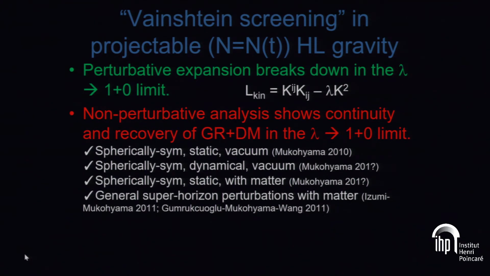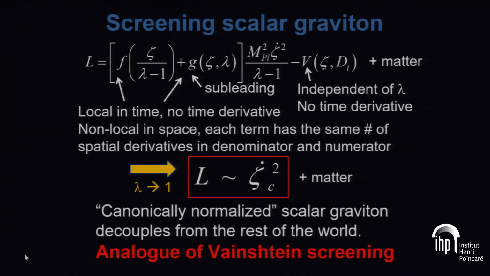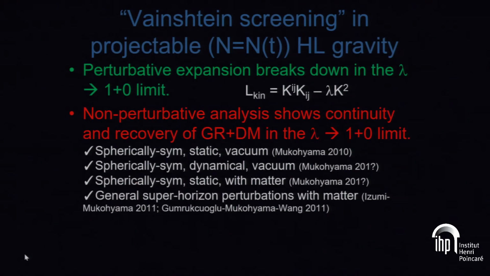Okay. And also if we consider spherical symmetric static with matter, then the same conclusion. Also, interestingly, if we consider large-scale perturbations around cosmological background, then we can analyze the nonlinear perturbation by using the so-called gradient expansion method. And then we can show that this limit is recovered. I mean, this limit is continuous and GR plus dark matter is recovered. Okay. So there are many examples which support this picture. But from this, it's almost obvious that we recover GR plus something like dark matter.